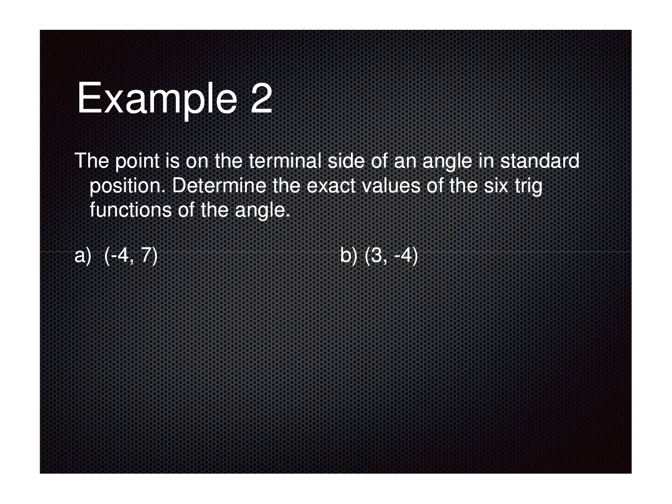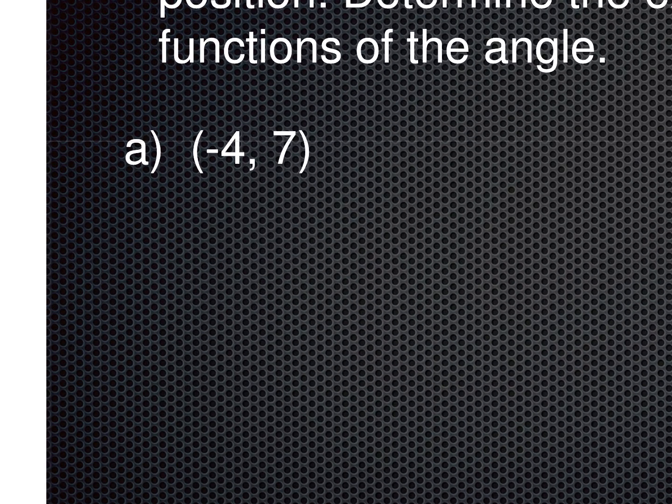So here it doesn't give us the graph, but we're going to do the same thing. It says the point is on the terminal side of an angle in standard position. Determine the exact values of the 6 trig functions of the angle. So given our point, negative 4, 7, this is going to be our x and our y. How do we find r?